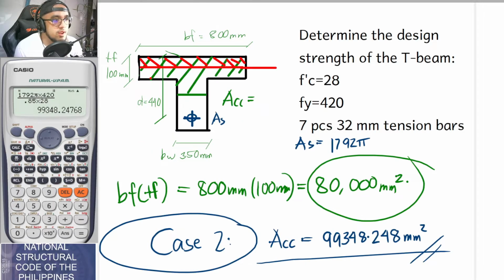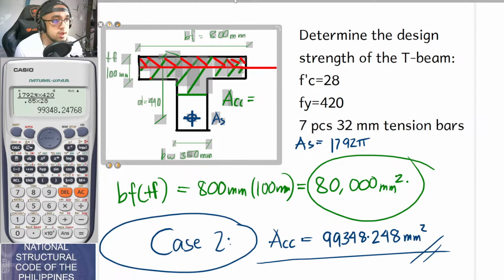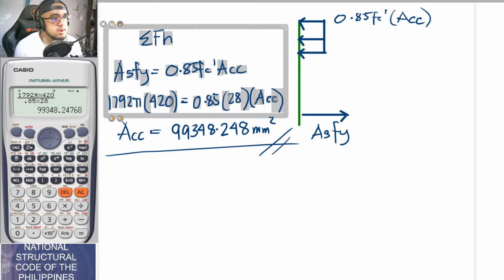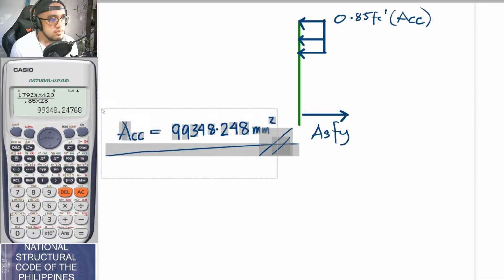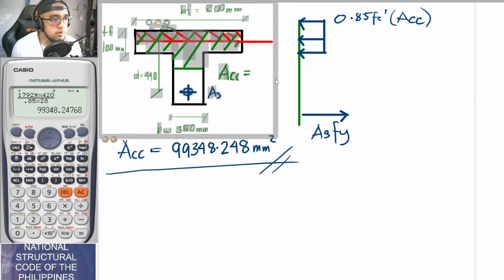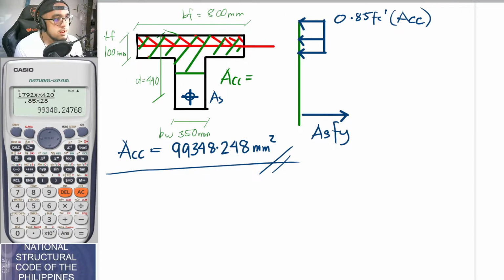So where can I continue for a moment? I will just be copying this once again to, let's say, this slide. Take note that your ACC is to be 99348.248. And take note, guys, that this flange has an area of 80,000. So that is to be 80,000 already. So we do not know this value.